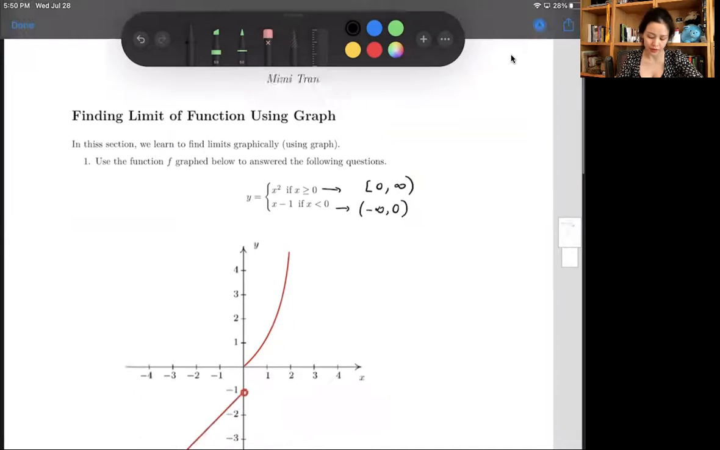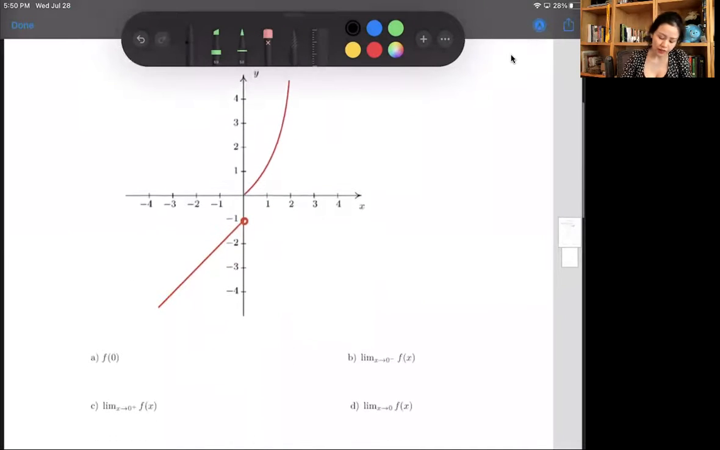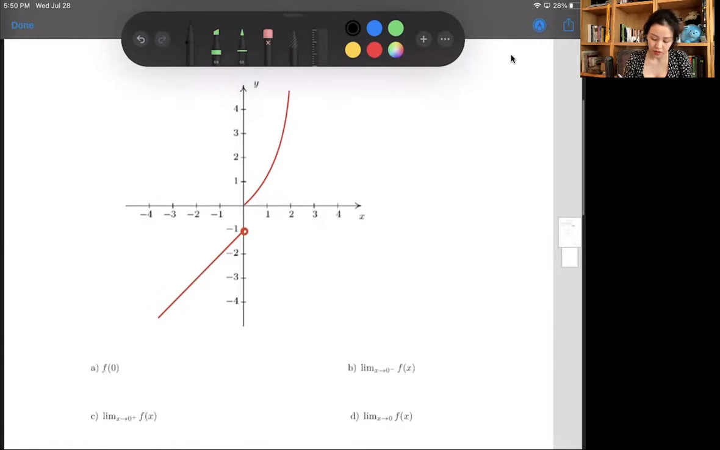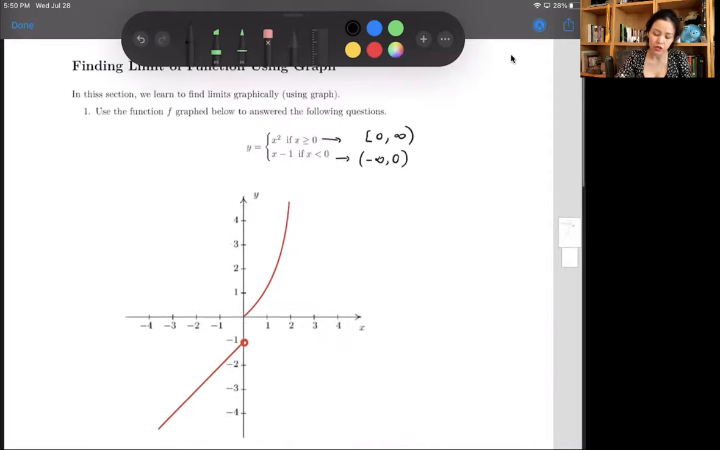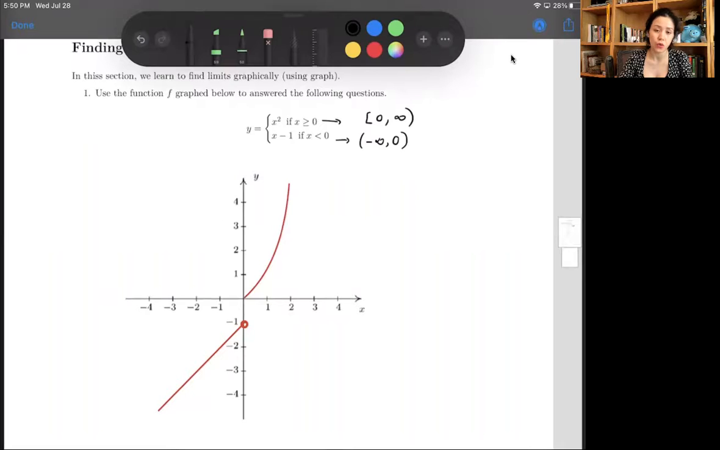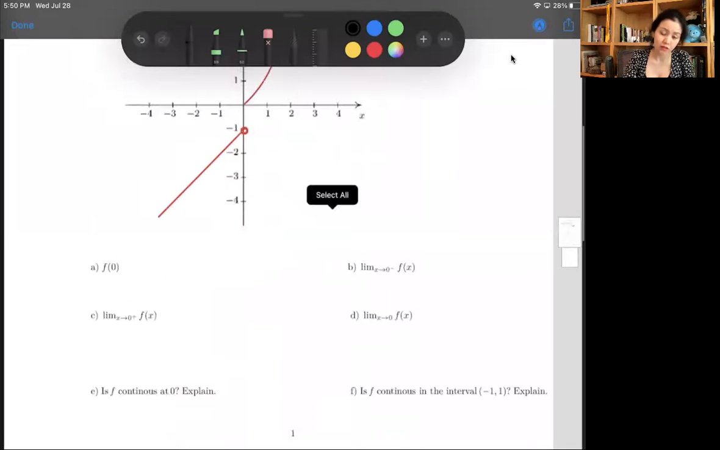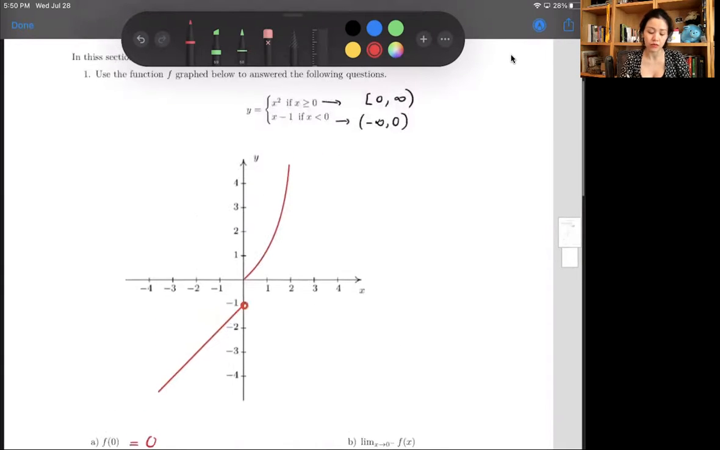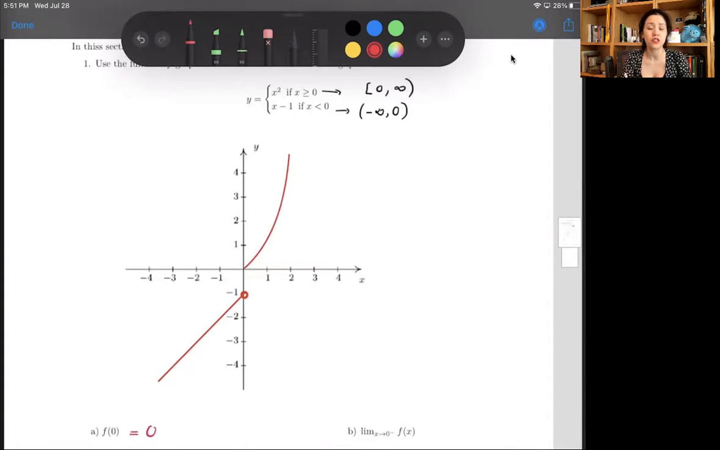The first question is to find f of 0. All you have to do is plug in 0 for the function. Since 0 is included in the first function, the quadratic function, if I plug in 0 for x, 0 squared is 0. Therefore, f of 0 is 0. Again, the reason I choose the quadratic function is because 0 is included. So all you have to do is plug in 0 for x.